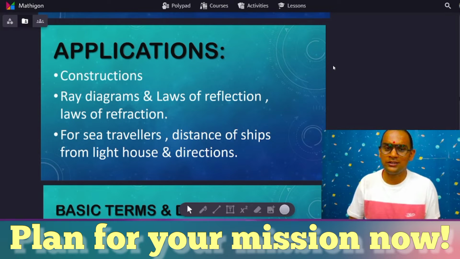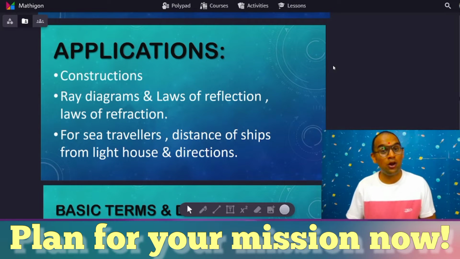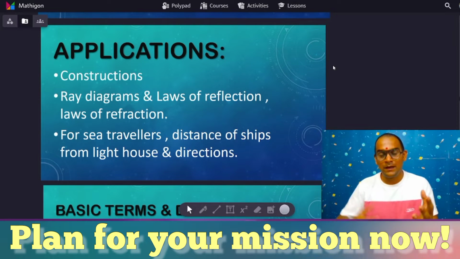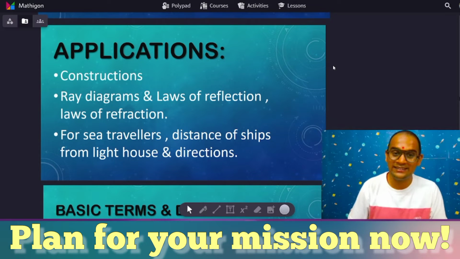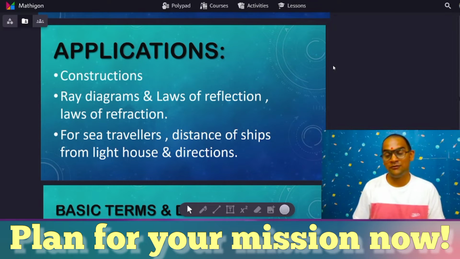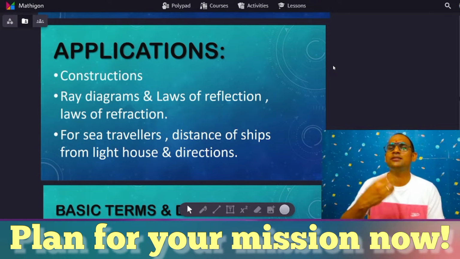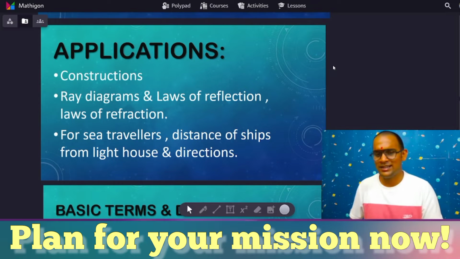Then why do you need to study this? Obviously in physics you have a few concepts you need to understand, like ray diagrams, laws of refraction, laws of reflection. To understand those laws perfectly, we need a good understanding of lines and angles. Now, for travelers, suppose you travel the sea, or travel by aeroplane, or even by road, lines and angles become very effective tools. So that's why we need to understand these properties of lines and angles in theoretical knowledge. So let's begin with the chapter.